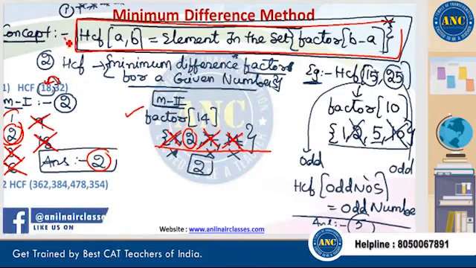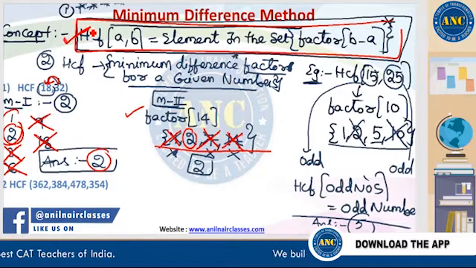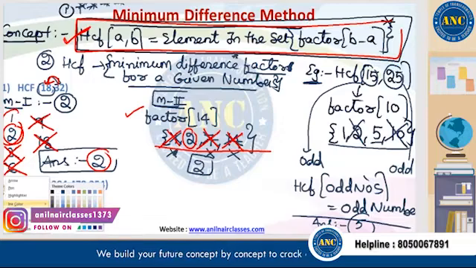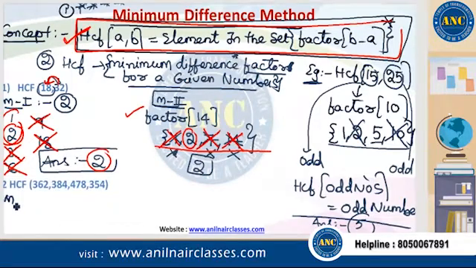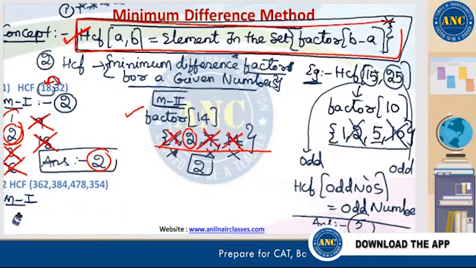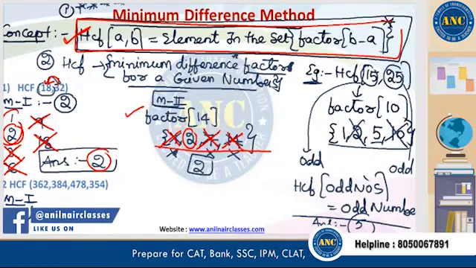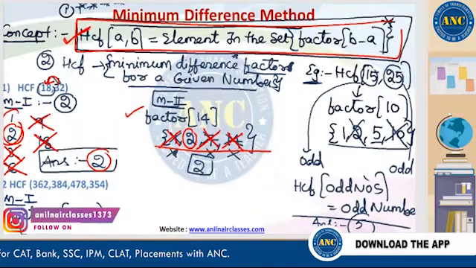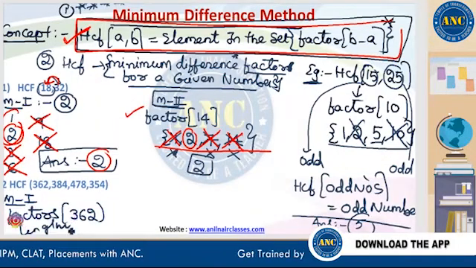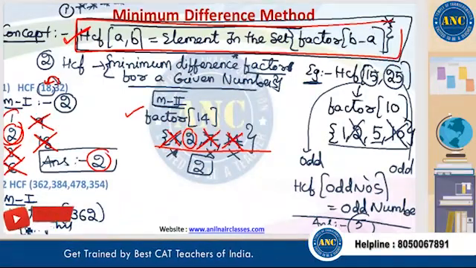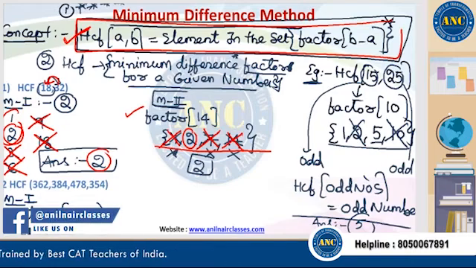Idea clear? This is the first concept, the minimum difference method. Now the second problem. If you see method 1, you have to take all the factors of 362 in this case. Am I right? All the factors of 362 you have to take, which will be a lengthy process.